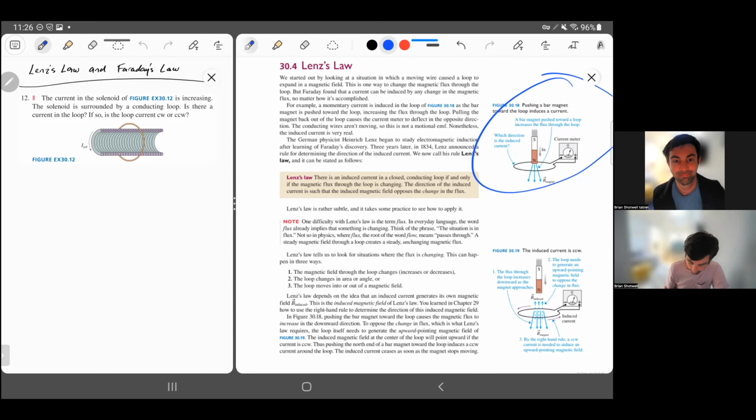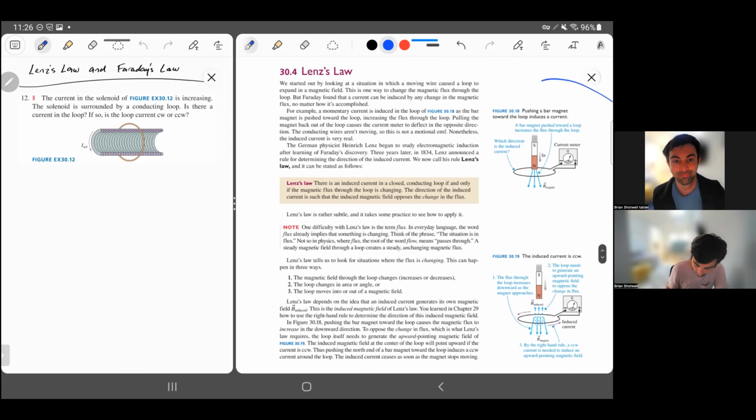So Lenz's law is all about finding the direction of that induced current. We'll talk about the magnitude of the induced current and the induced EMF in the next section when we talk about Faraday's law. Lenz's law is all about just the direction of the induced current.